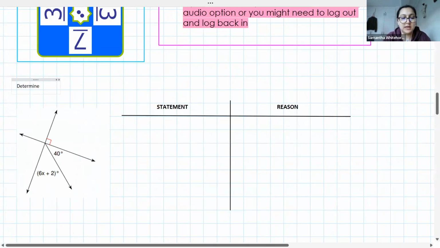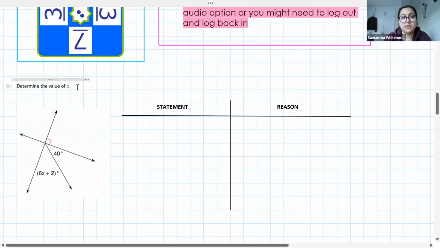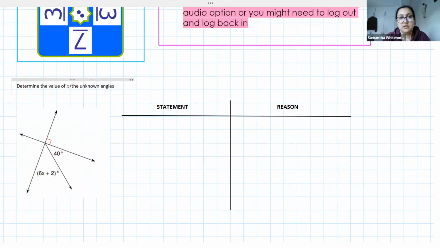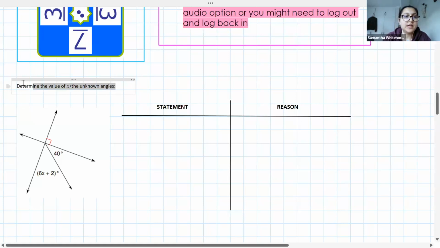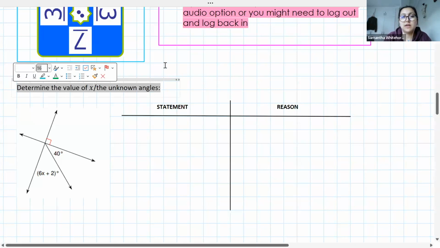So let's just say here, the value of x. So that's one way we can phrase it. We could also phrase it the unknown angles. Sometimes it's sides, sometimes it's angles, mostly angles though. So that is my instruction for you for this question. I want to know what is the value of x or our unknown angles.